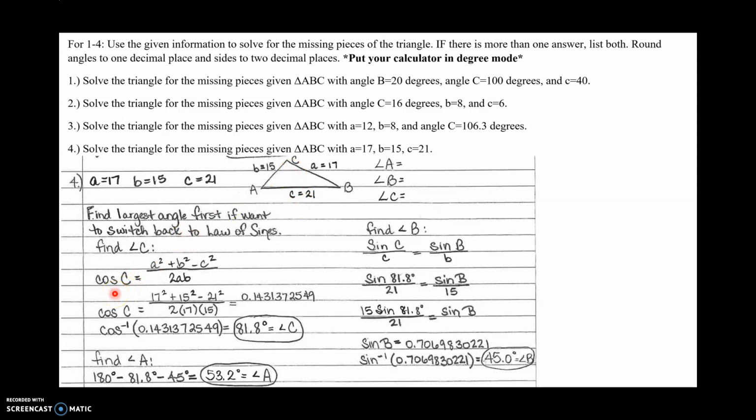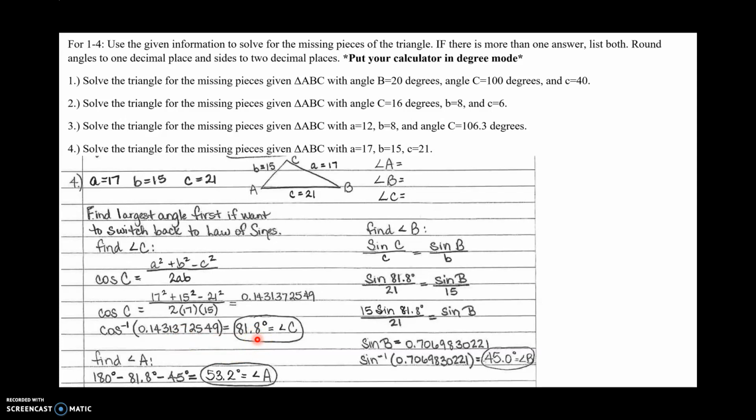So I'm going to use my law of cosines formula to find angle C. And again, I'm going to plug in, I was given A, B, and C, so I'm going to plug those values in and throw that whole thing in my calculator, and I'll get 0.143. And so again, we're not saying that angle C is 0.143 of 1 degree. We're saying that that is the cosine. So we'll do inverse cosine of that value, and it will tell me that angle C is 81.8 degrees.